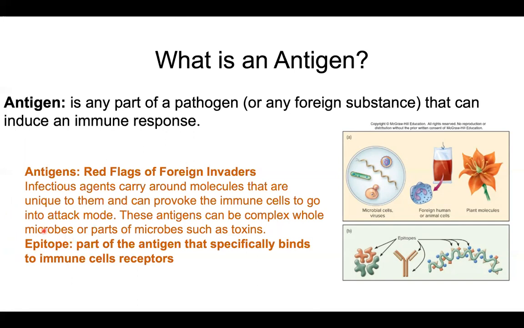The epitope, this is a term that you should probably know. The epitope is the part of the antigen that is specifically binding to the immune cell receptors. And remember, anytime I talk about a cell receptor, I'm talking about a protein that's sort of sticking off of the surface of the cell that's able to interact with the environment.